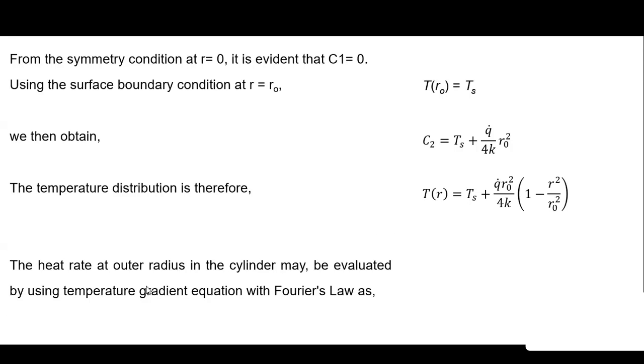The heat rate at the outer surface of the cylinder may be evaluated by using the temperature gradient equation with Fourier's law. Remember that C1 is equal to 0. So in the temperature gradient equation, C1 is there. You have to just substitute C1 is equal to 0. Automatically you will get the temperature gradient equation without any arbitrary constant, and you can use it along with Fourier's law of conduction, that is minus k dT by dx, and you can find out the rate of heat transfer, and the equation will be like this. So if you calculate it, you will get this Q dot into pi R0 square into L. So this is how the heat transfer rate can be evaluated at the outer radius.